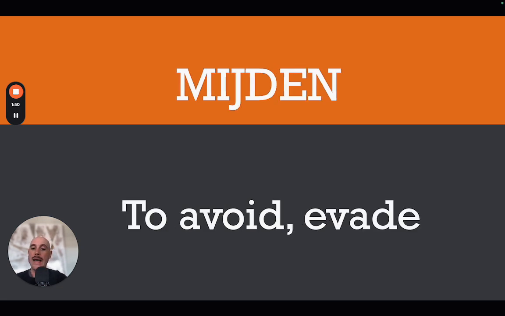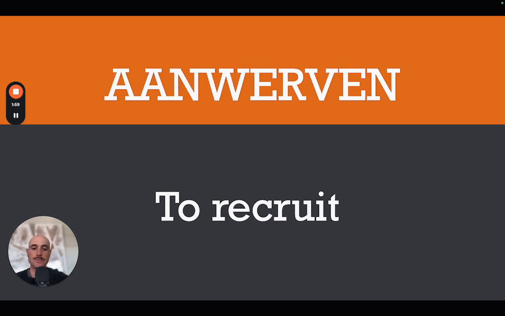Right? Mijden. Mijden is to avoid or to evade something. Okay? Iets mijden, to avoid or to evade something. The next one is aanwerven. Aanwerven is to recruit. Iemand aanwerven is to recruit someone.